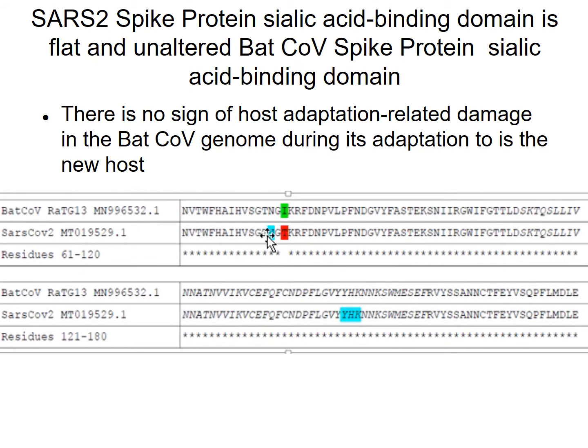So this is the bat virus, and this bat virus is the ancestor of coronavirus. This is the sialic acid binding domain, and it has nothing changed. It's a bat coronavirus sialic acid binding domain. That's the first time we see this. And this situation is also not something we see in other human viruses. So there is no change. Only some low frequency mutations in this area, but they are not related to the sialic acid binding domain. They are not critical domains.